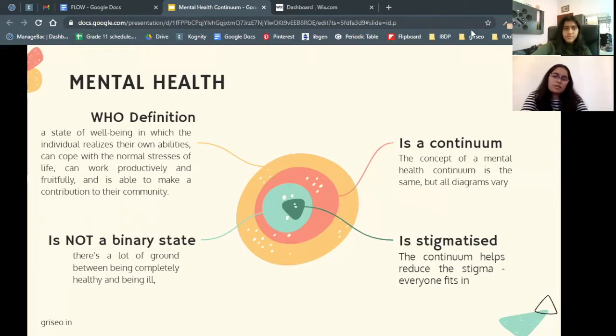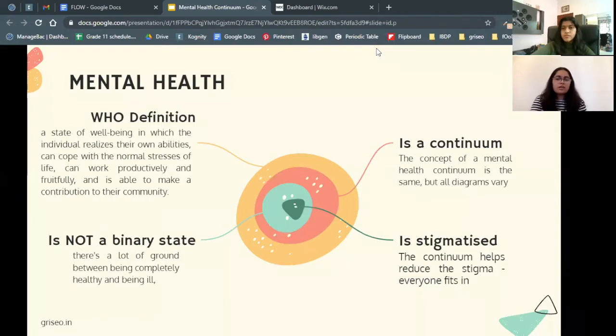Another point is that mental health is not a binary state. A common misconception is that you can either be mentally ill or mentally healthy. That's not true because there's a lot of ground between those two polar opposites, and it's also very important to recognize which side we are leaning towards. You have to know that you can be a mix of them. You don't have to be completely healthy or completely ill. You can be a mix of both. We'll explain this further ahead when we're talking about the continuum.